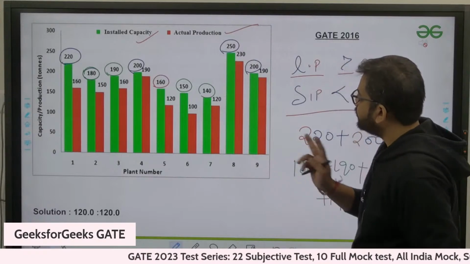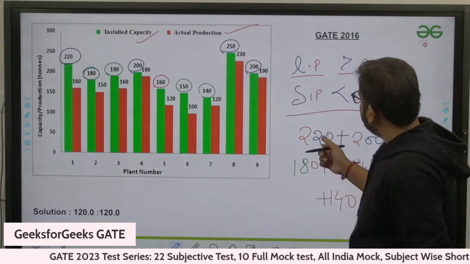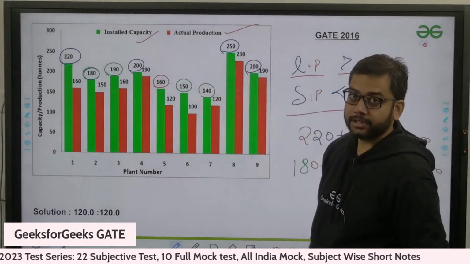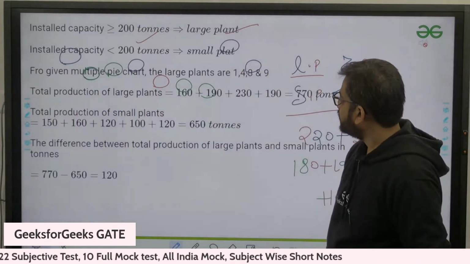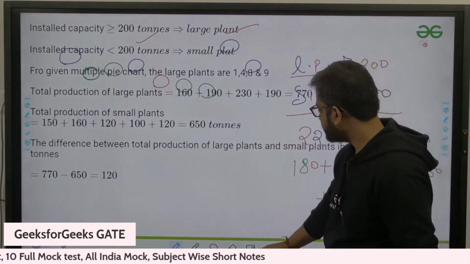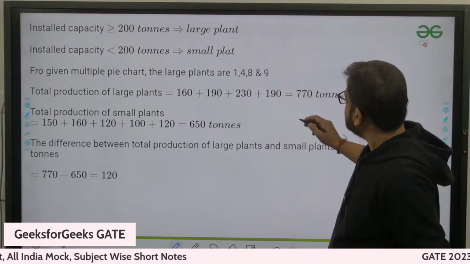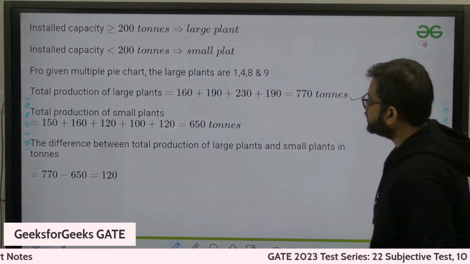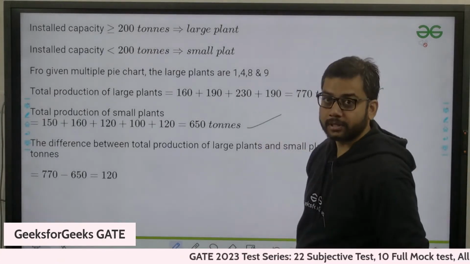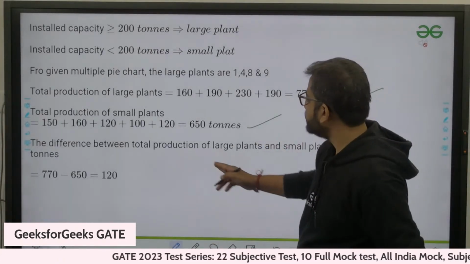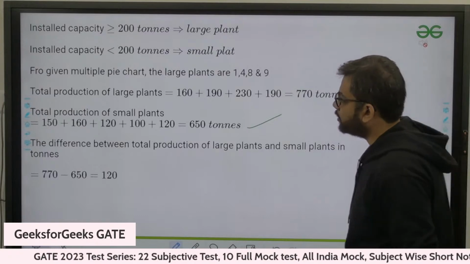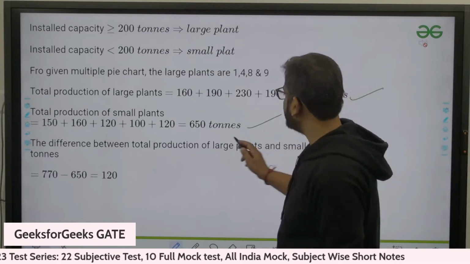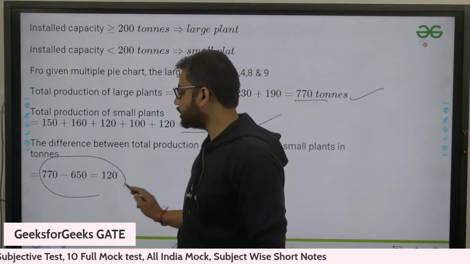Now, just tell me one thing. Okay, we know the installed capacity. Okay, so we have found out this thing. This is the production of a large plant. I have just written the data, and this is the production of a small plant. Okay, so what is the difference between the total large plant and the small plant? Basically 770 minus 650, 120.